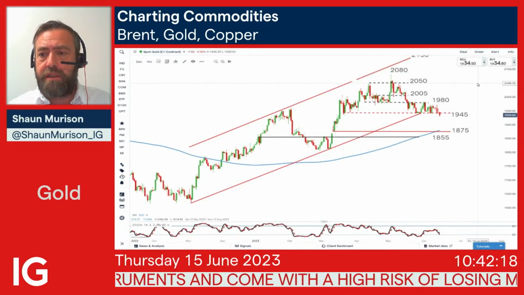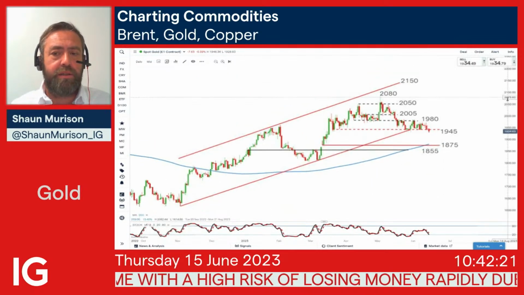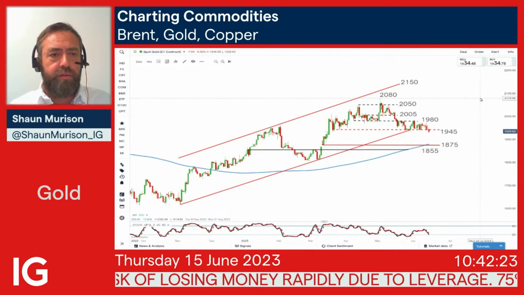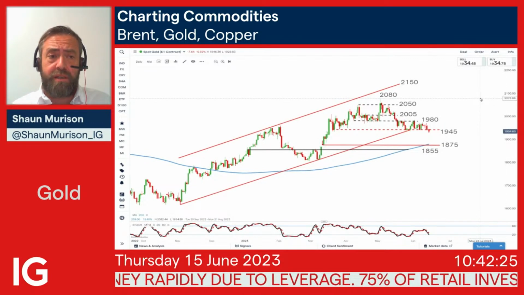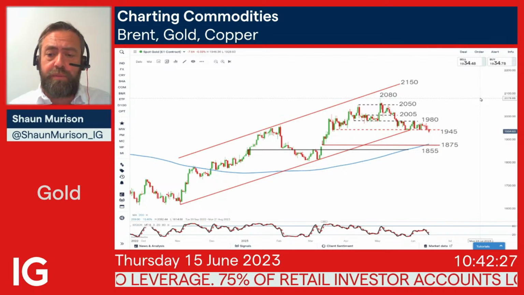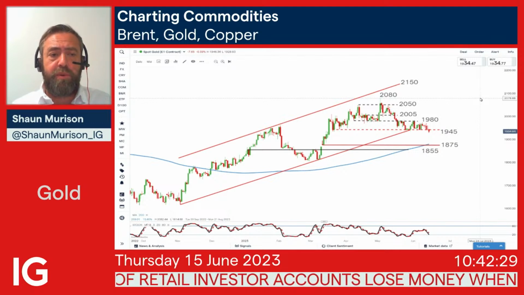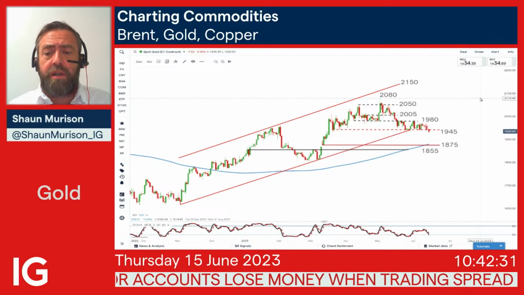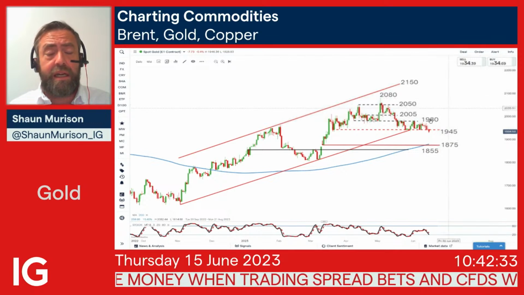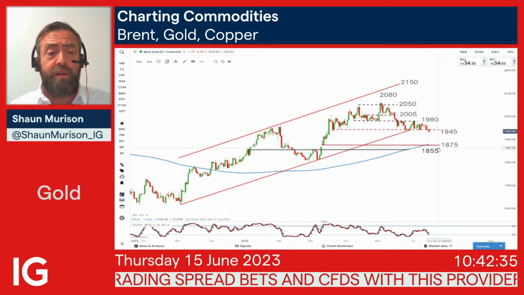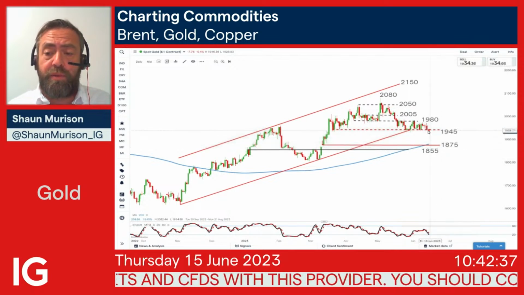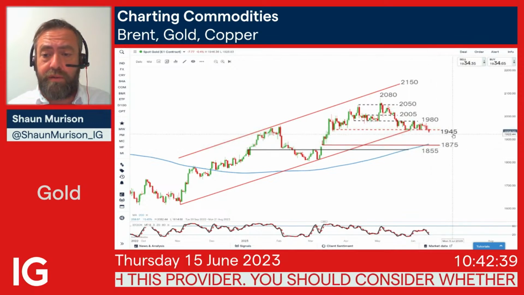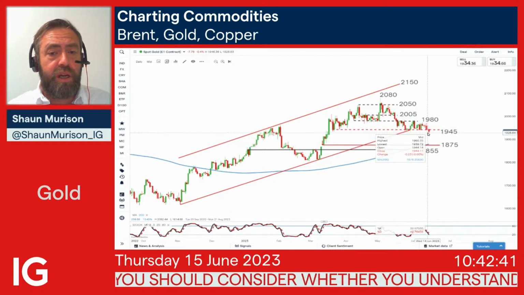Now, gold is really testing support. But the long-term trend for gold, the bias is still to the upside. Price is still trading firmly above that 200-day simple moving average, but in the short term, we've been consolidating, and we could possibly be extending that pullback lower as we move below this 1945 support level. Price is currently trading below that.